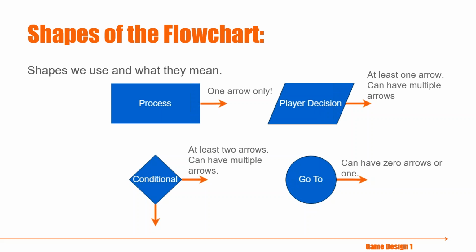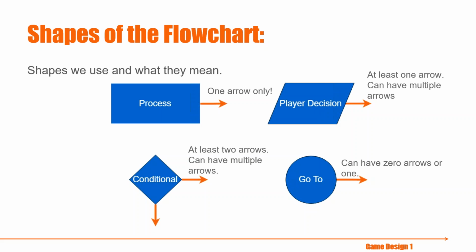A conditional asks a question. And that's the biggest differentiation between the two. A player decision is typically a statement. A conditional is typically a question. A conditional always has at least 2 arrows, but it can have as many arrows as you need. But it always has at least 2, because the question that you ask, typically speaking, not always, is a binary choice. So it's yes or no.